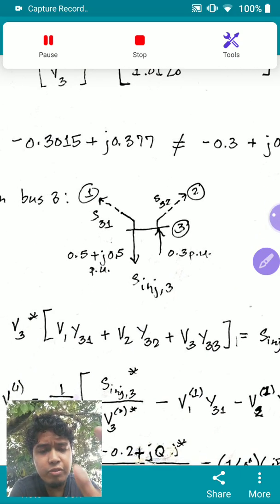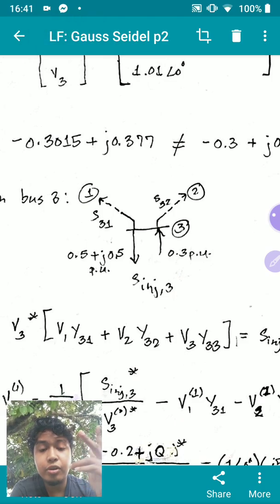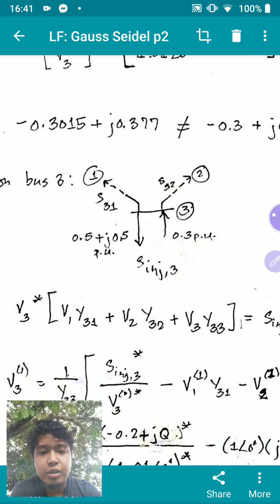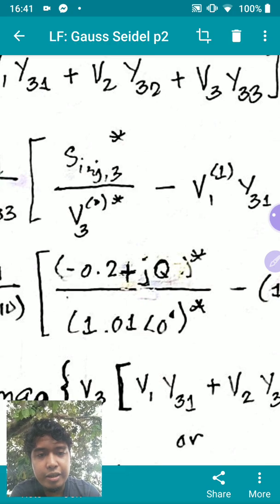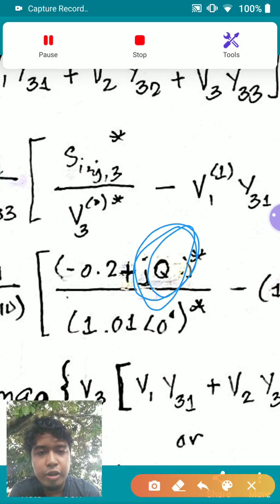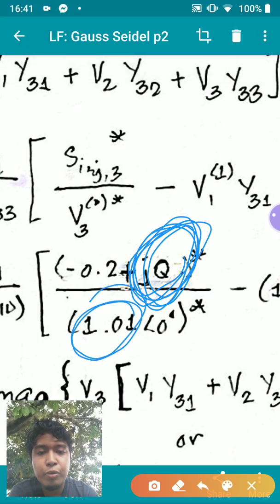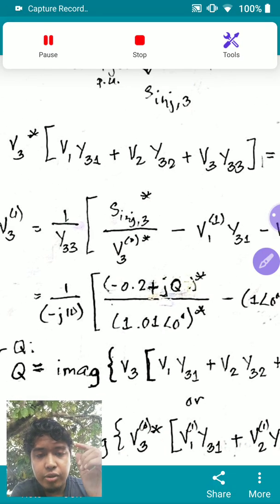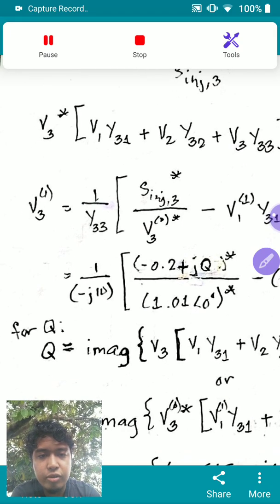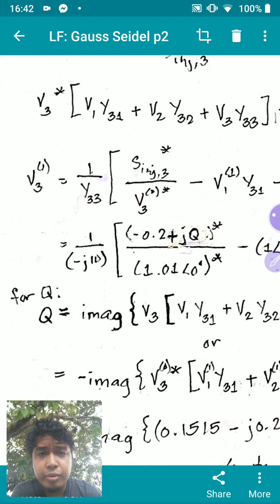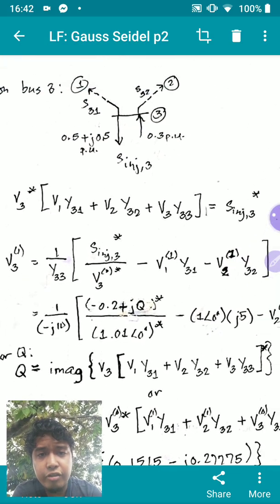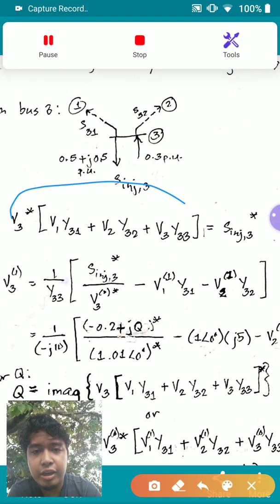So for PV bus, you want to make the voltage magnitude constant and the power injection constant. So that is at the expense of a variable Q. So therefore, you cannot make this Q 0.5 because our Q here is variable for you to have 1.01 magnitude. So how do we know Q? We can get the value of the reactive power from this left-hand side.